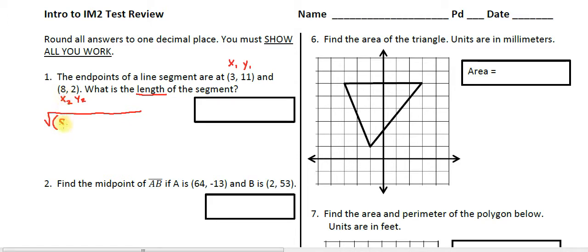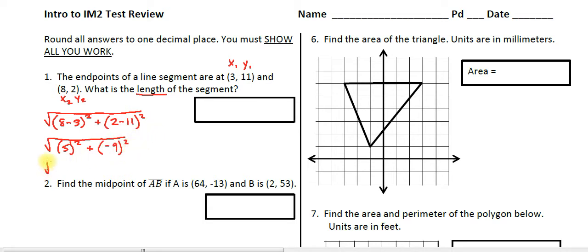So x sub 2 is 8 minus x sub 1 is 3. 8 minus 3 squared plus y sub 2, which is 2, minus y sub 1. Remember, the minus sign is part of the equation. Minus, and y sub 1 happens to be positive 11, so 2 minus 11 squared. Let's start to simplify this. Do the part in parentheses first. 8 minus 3 is 5 squared plus 2 minus 11 is negative 9 squared.